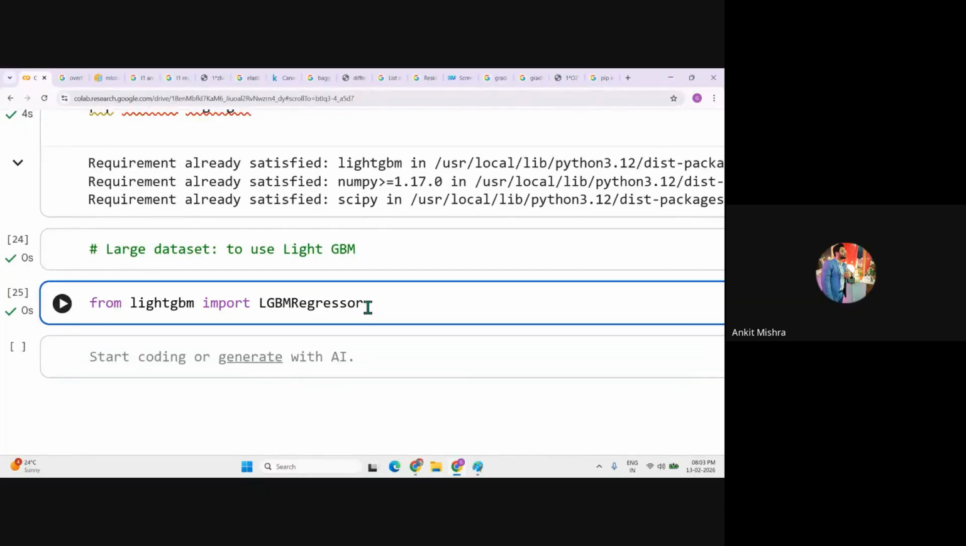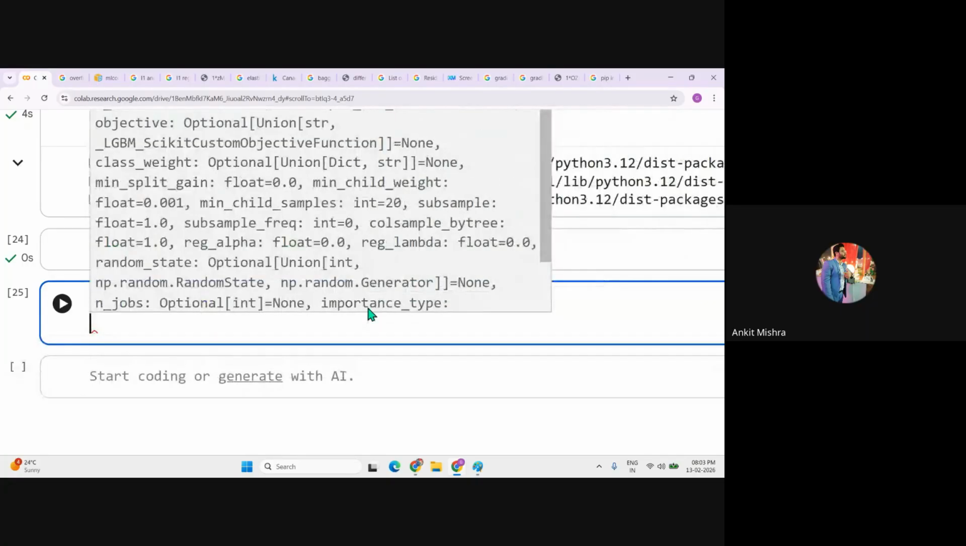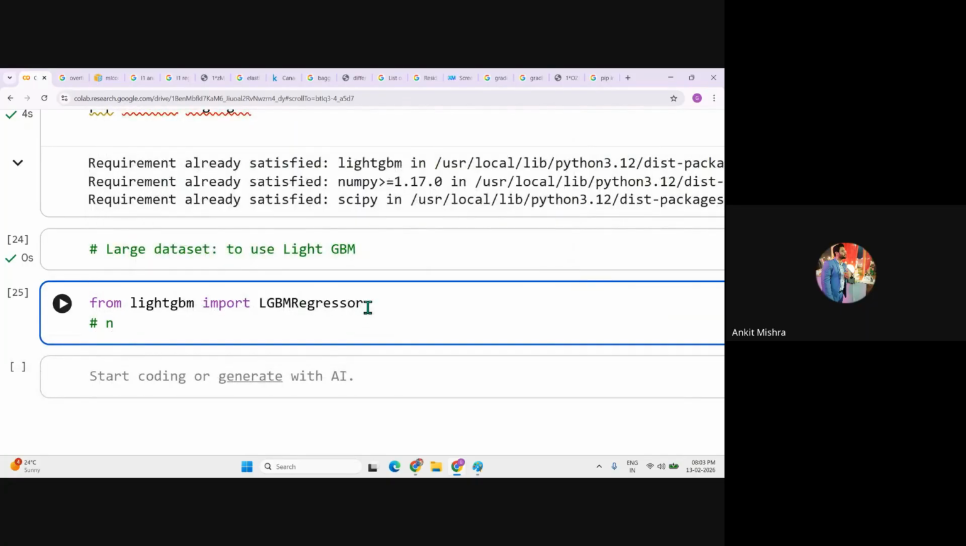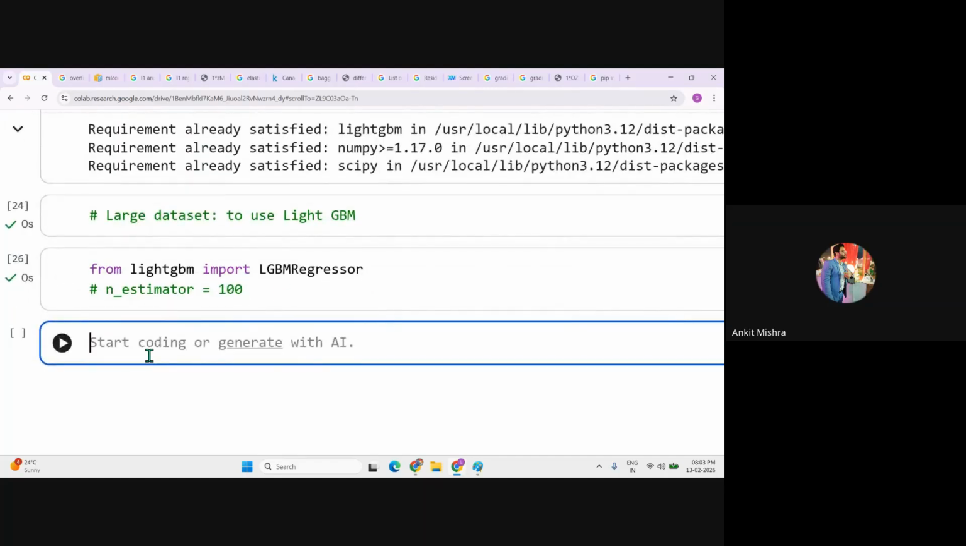And you know that we have a concept of a tree here, so you have to give the number of estimators. An estimator is nothing but the tree structure. By default, the tree structure is 100 decision trees. So you can use this LightGBM.